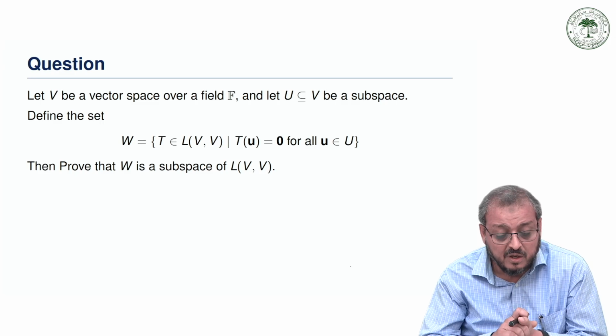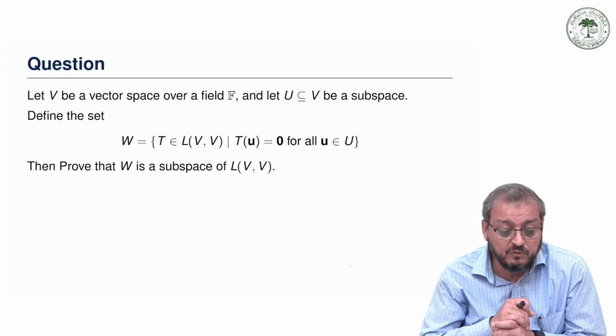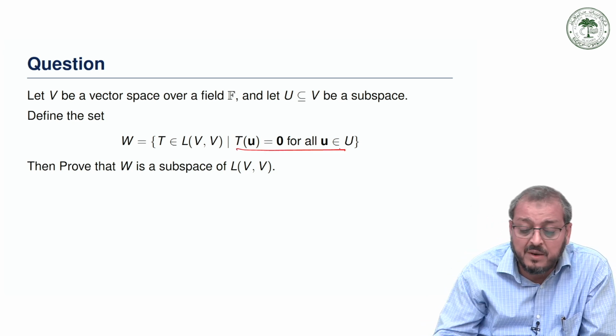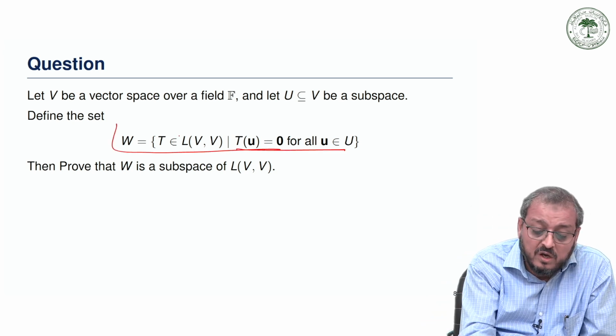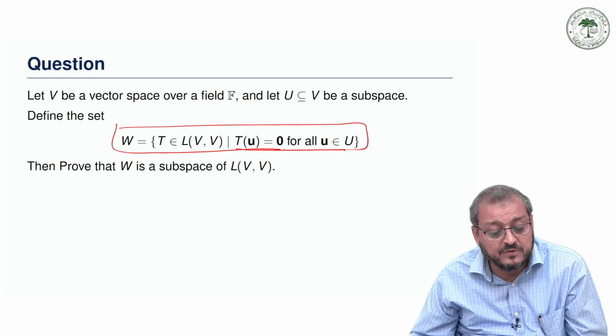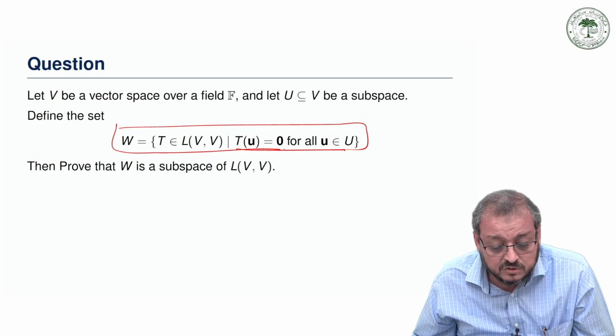Define T from U to V to V. W is T from V to V, and T of U is equal to 0 for all restriction map. Then we try to show that this map is again a subspace. This is L(V, V). So this is again true.